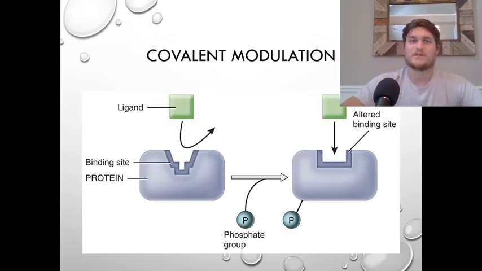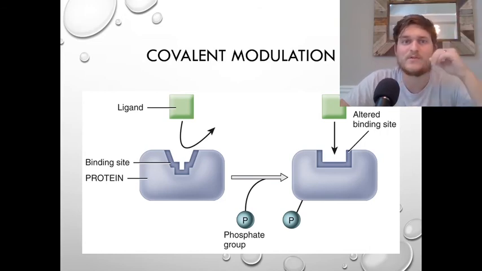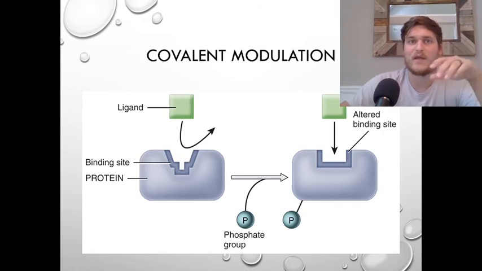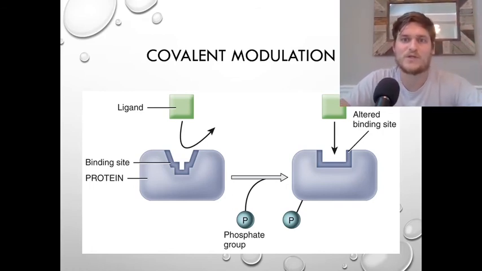Covalent modulation is going to differ from allosteric modulation. In allosteric modulation, we had something binding to a specific site in order to affect the ligand binding. Here we are going to have an addition of a molecule to one or more amino acids in order to change the structure of the protein to allow for changes to the binding site.